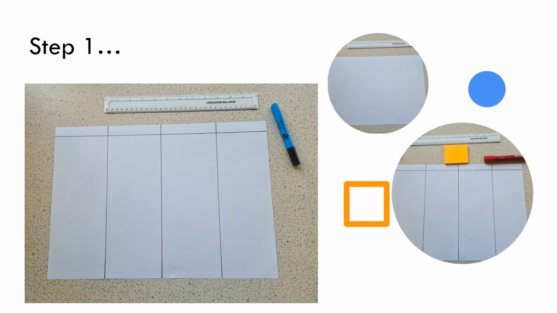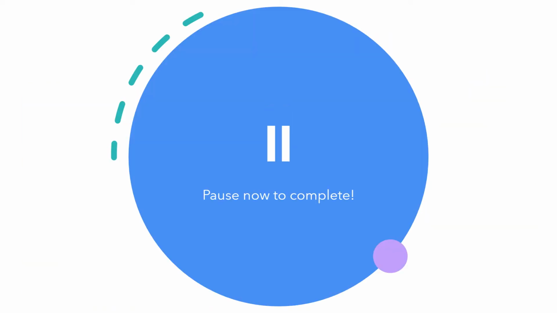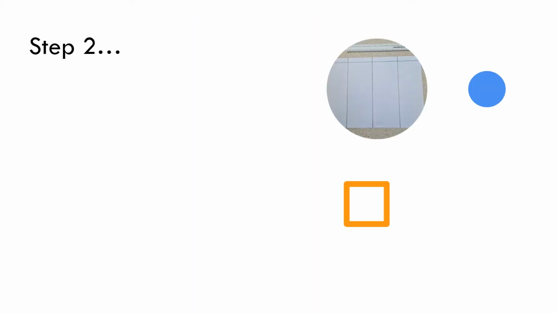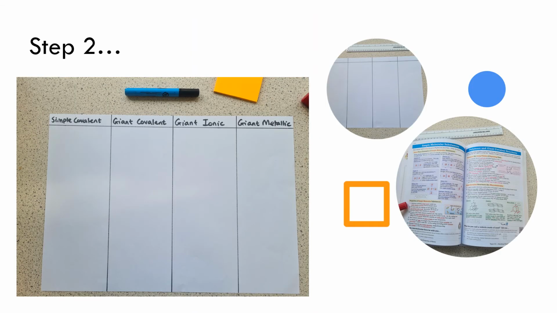Step 1. First divide the A3 sheet into 4 equal columns. Pause now to complete. Step 2. Label each column with the following headings: simple covalent, giant covalent, giant ionic, and giant metallic. Pause now to complete.